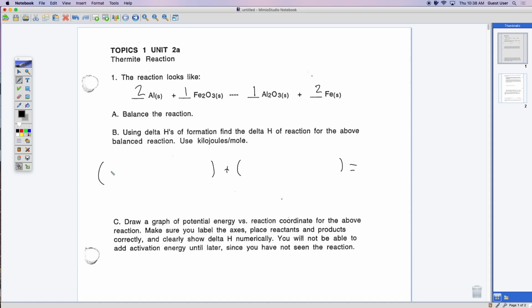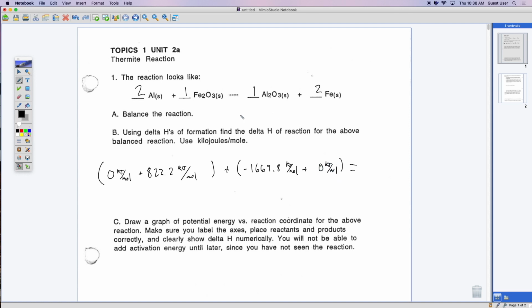Okay, you should have found 0 for the pure element in terms of kilojoule per mole. You might have looked at the kcal number instead, but that's okay. It's a quick conversion. You would have also found for this side of the reaction, 822.2 kilojoule per mole. Then over here, you would have found negative 1669.8 kilojoule per mole. And then, of course, since it's an element, you'd find 0 kilojoule per mole.